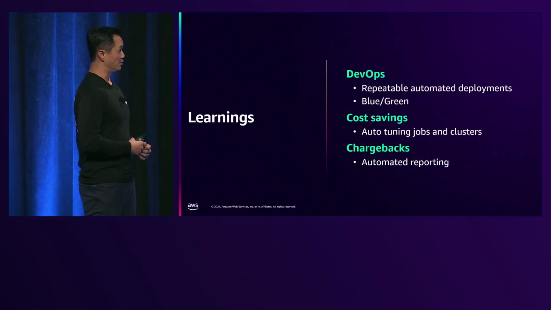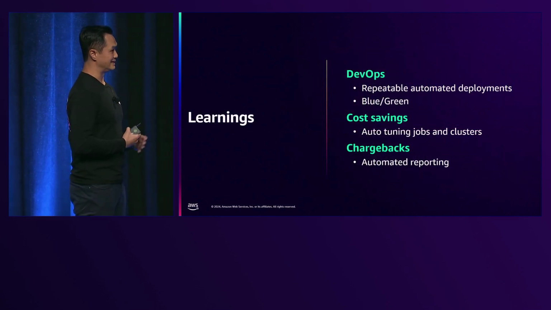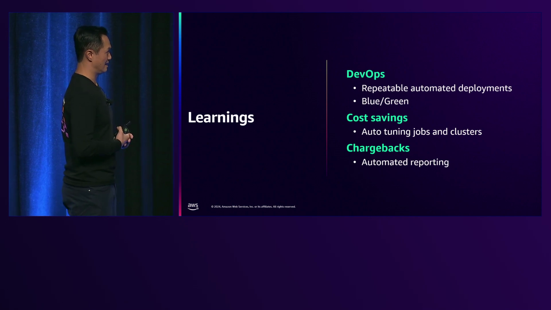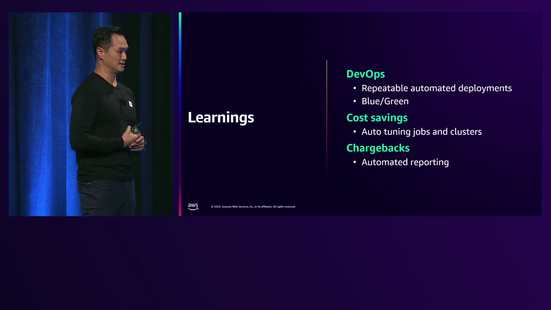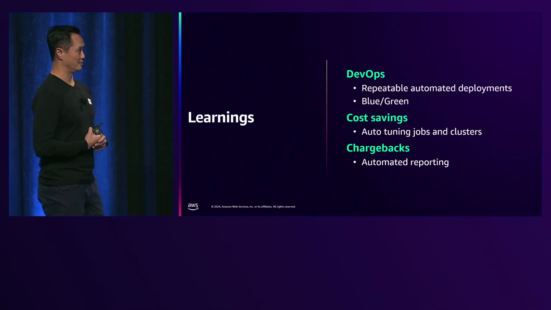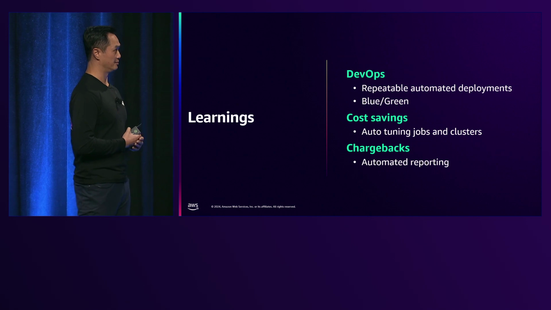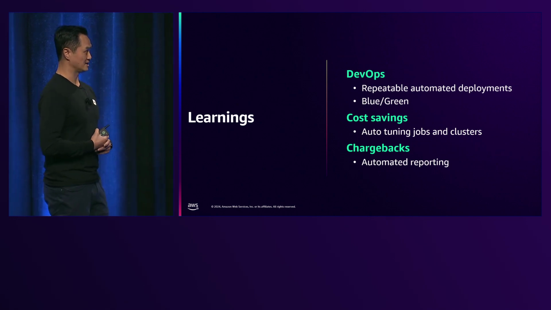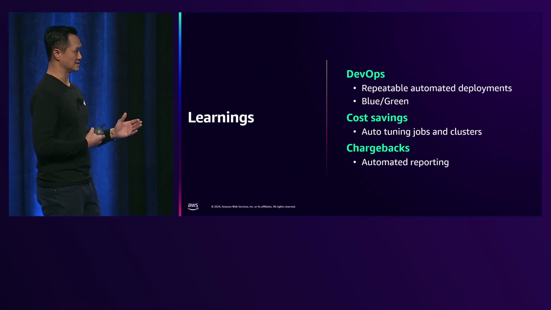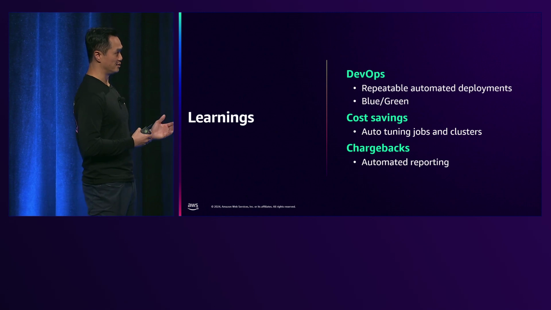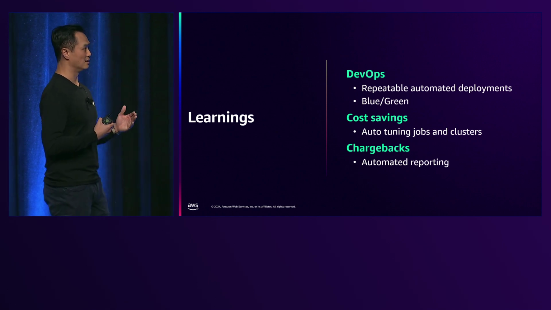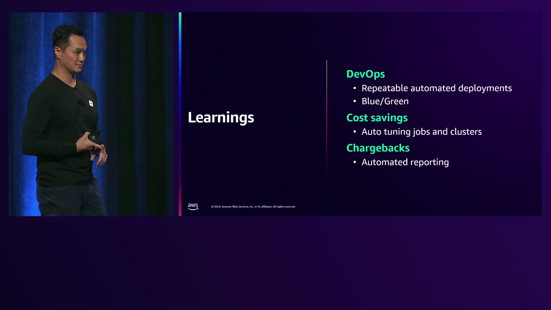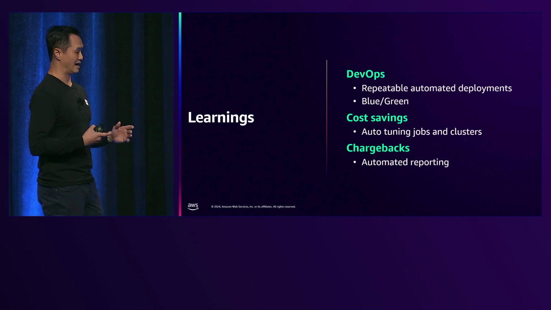All right, so we're getting towards the end. These are the three things that I went over today. On the DevOps side of things, you can save money if you have a repeatable automated deployment tool, because for us, we can do blue-green deployment and we don't create any downtime. The other part is that we have so many pipelines, there's no way that we can tune them by hand, right? So being able to auto-tune the jobs, and also on the cluster side of things, saves us a huge amount of money.